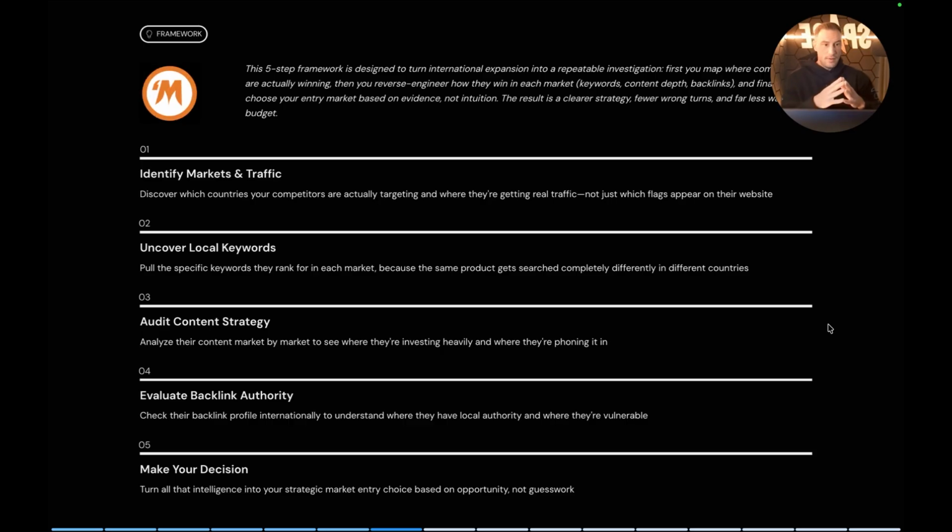And that's the last step: make your decision based on all these aspects that you have researched in the four steps before. So make no guesswork and really make your entry choice based on opportunity, but also on rationality.